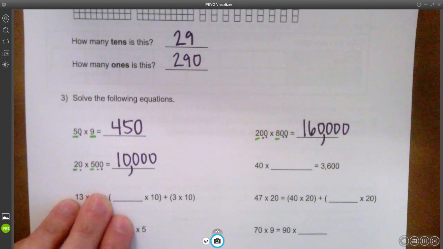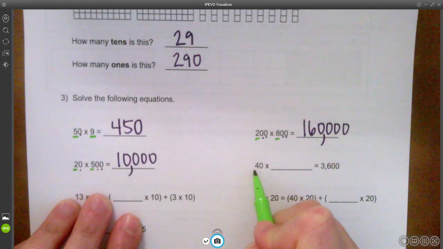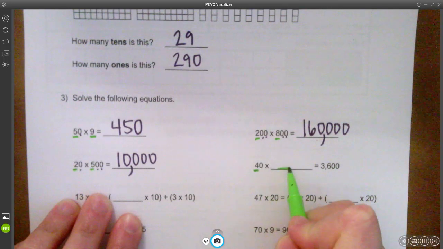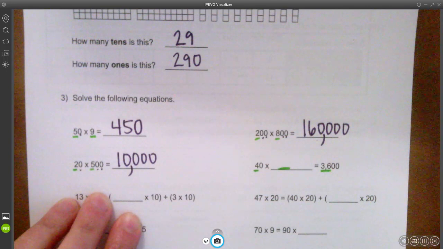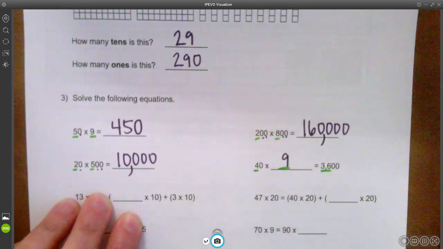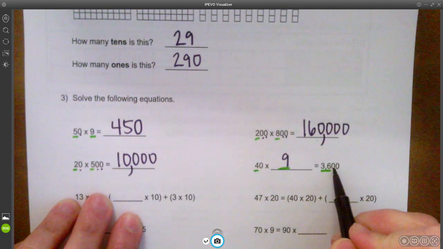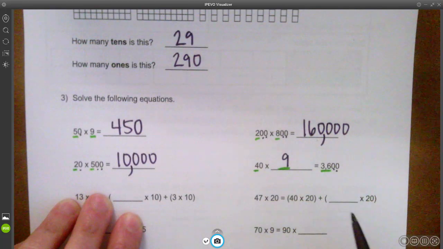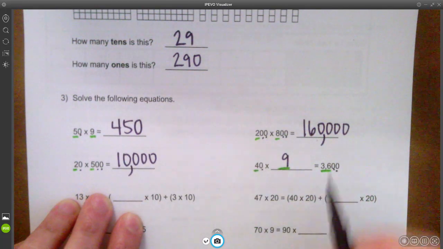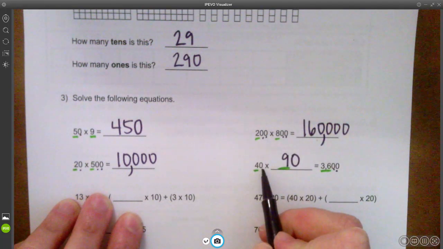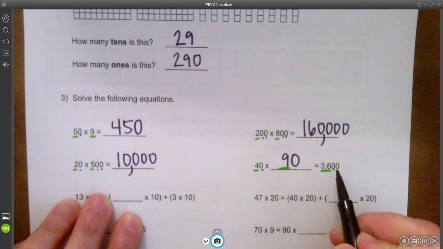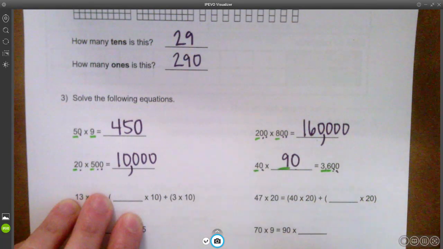All right, this one's maybe a little bit more challenging. Again, ignore those zeros and think 4 times what is 36? 4 times 9 is 36. And then look at the zeros. There are 2 zeros in the answer, and there's only 1 zero in the problem so far, so I need 1 more zero. Let's count again. 2 in the problem to match the 2 in the answer.